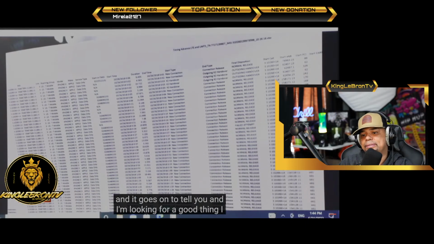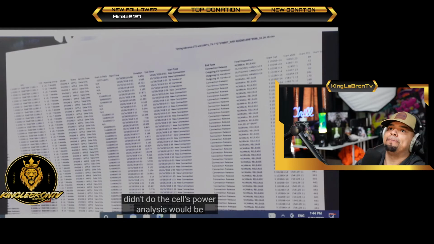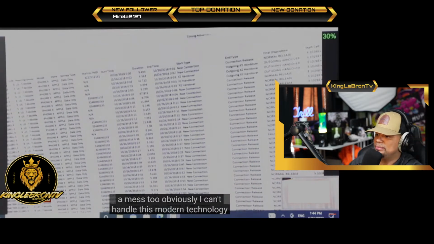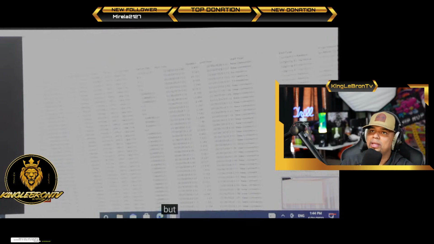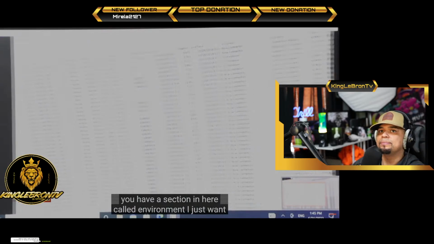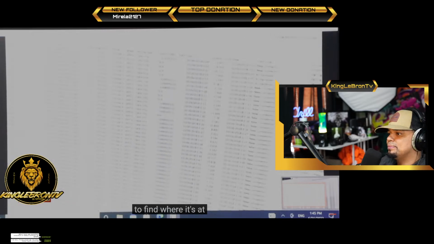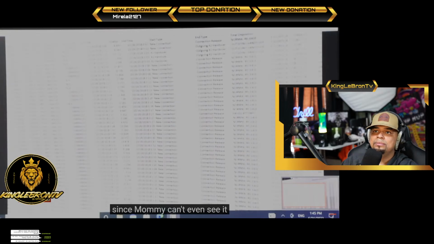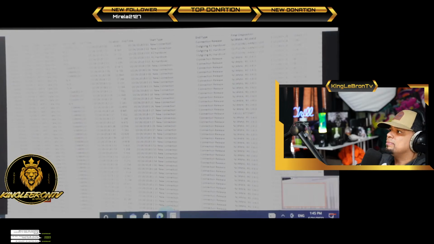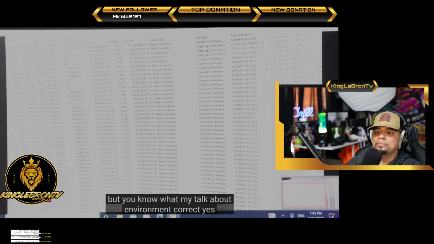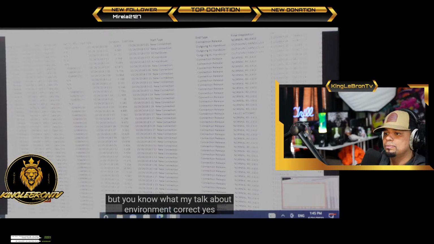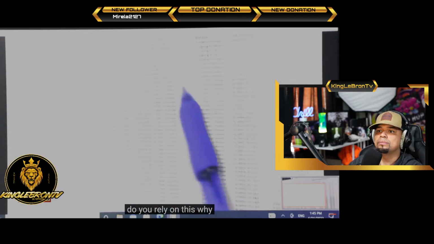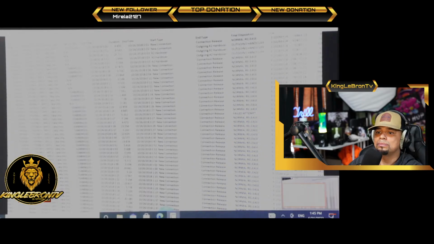Good thing I didn't do the cell tower analysis, it'd be a mess. Obviously I guess we'll have to wait and see. But you have a section in here called environment. I just want to find where it's at. It's to the left. Yeah, it's so small I can't even see it. But you know what I'm talking about when I talk about environment, correct? Yes. Do you rely on this? No. Why? I don't know how it's calculated.